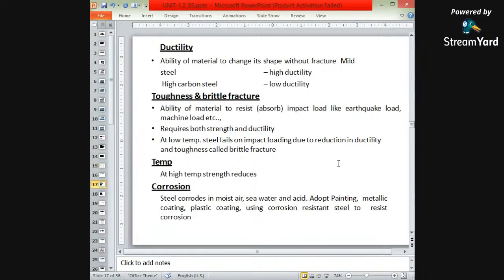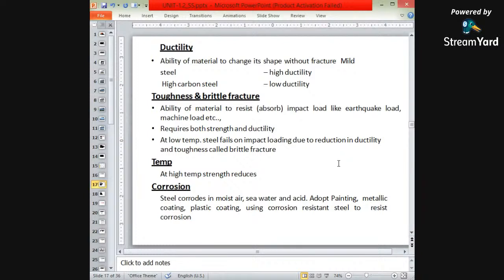What are the different properties again of the steel? What are the different things considered in the steel? So ductility is also an important thing considered in the steel. What is ductility? Ability of material to change its shape without fractures. So without fractures, we can change the shape of the steel to circular sections, I sections, L sections or different T sections. Without cracks, we can convert this steel into different shapes.